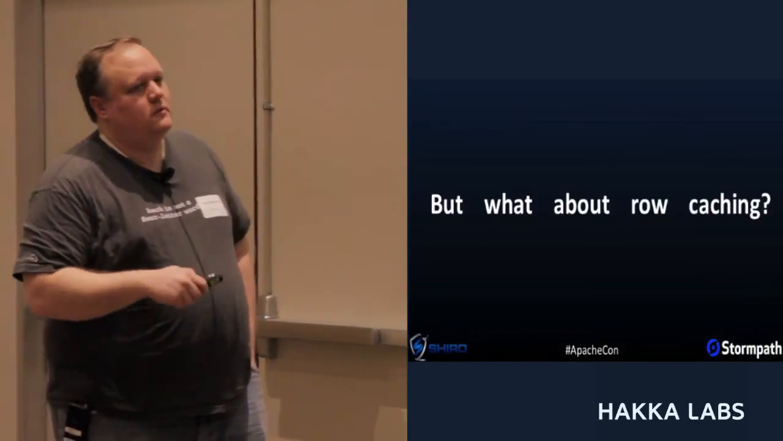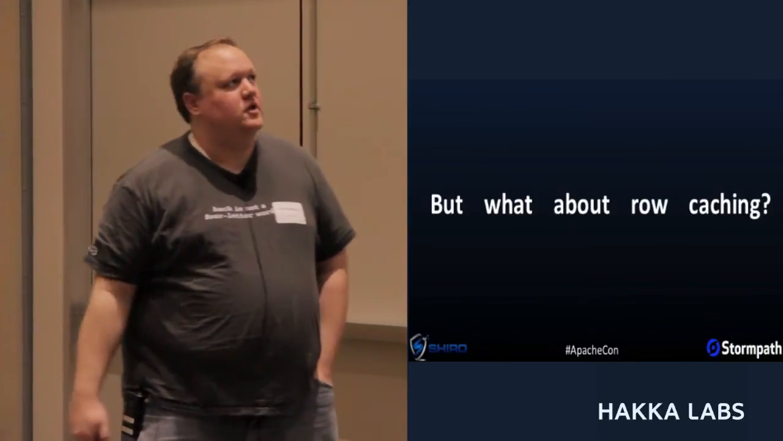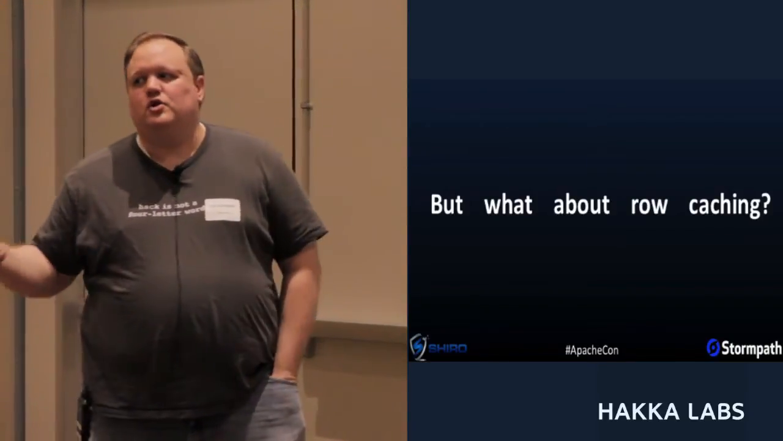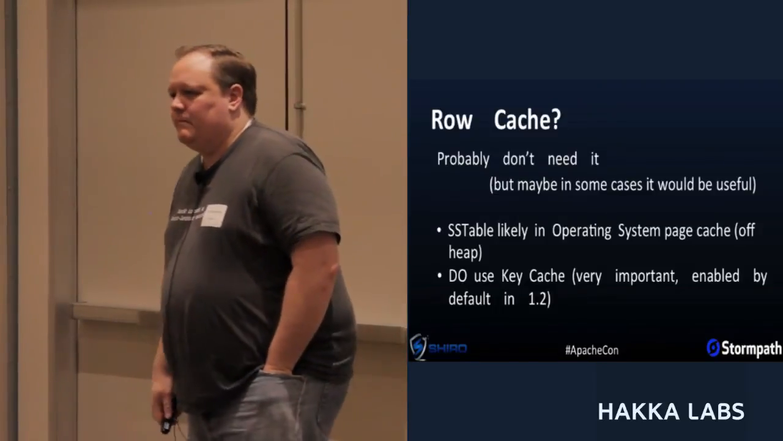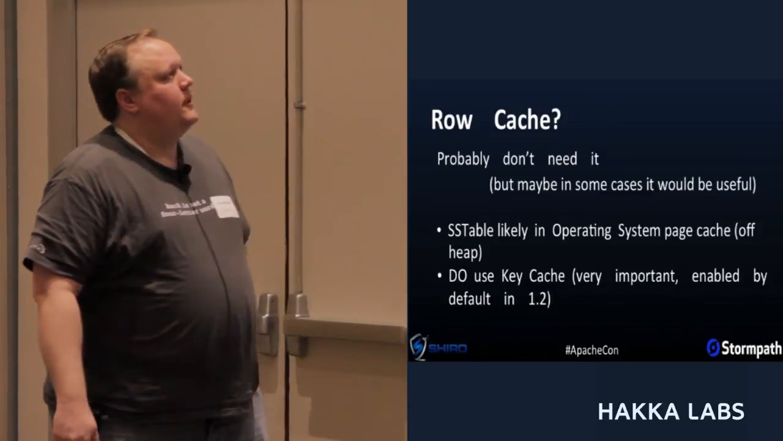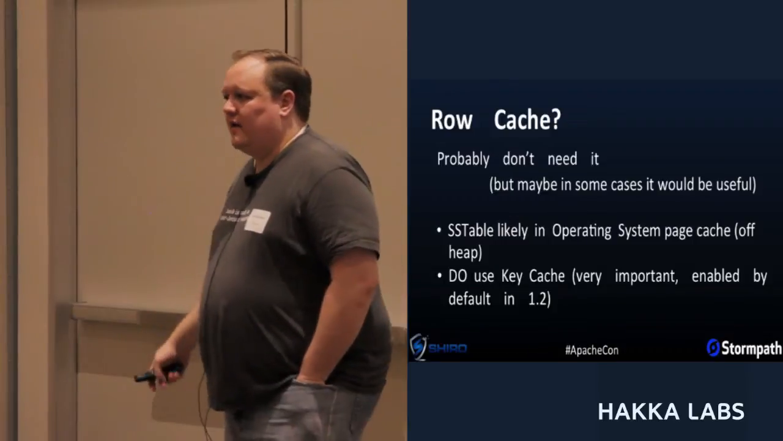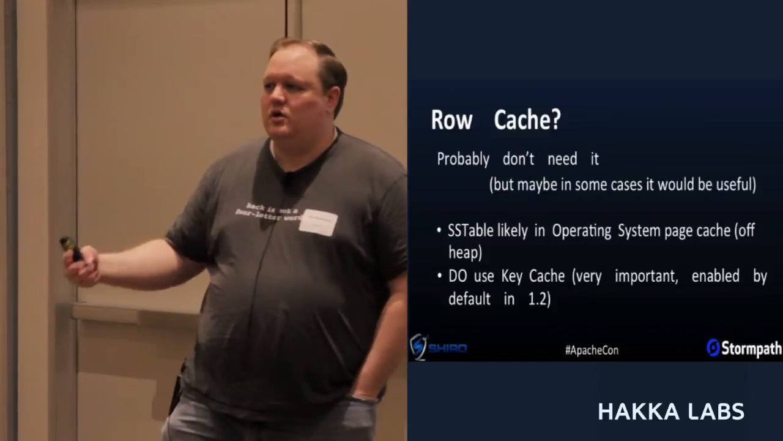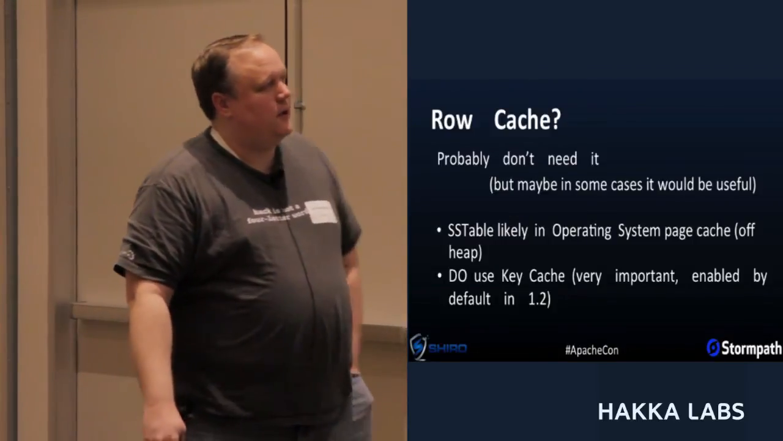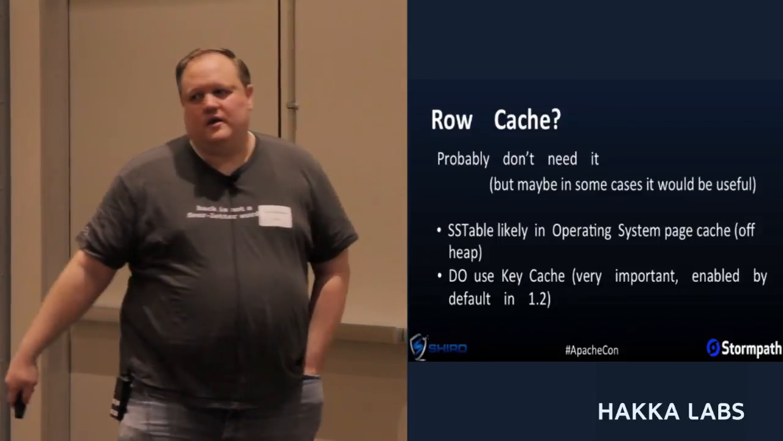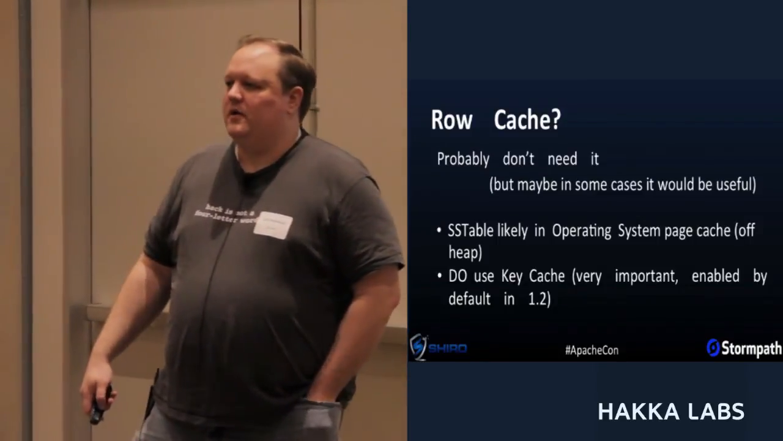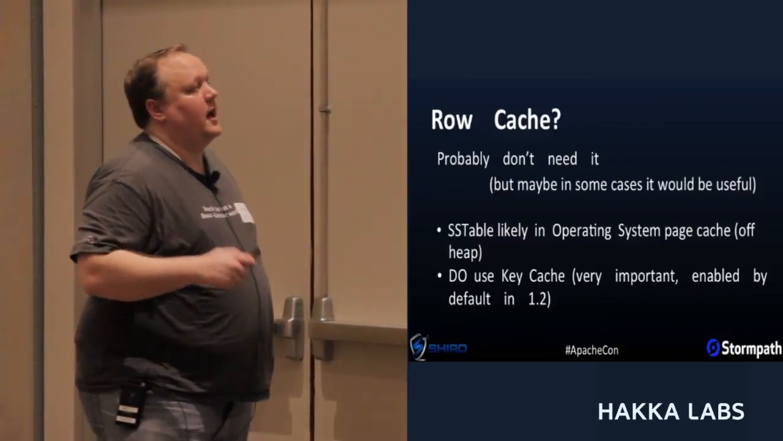What about row caching? People ask, should I enable row caching in order to make my session reads even faster? And the answer is you don't really need it. It's not really that beneficial. Your SS table, via all the off-heap storage that's in use for the later editions of Cassandra, odds are very high that the SS table is already going to be in the operating system page cache. You don't need a row cache.